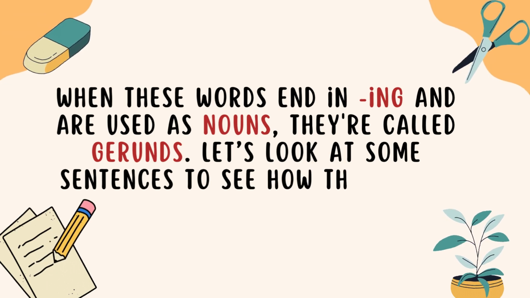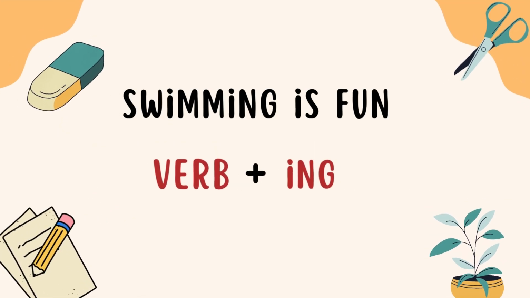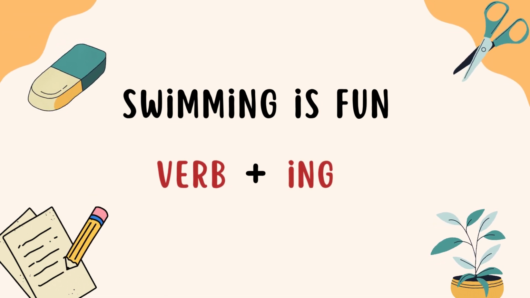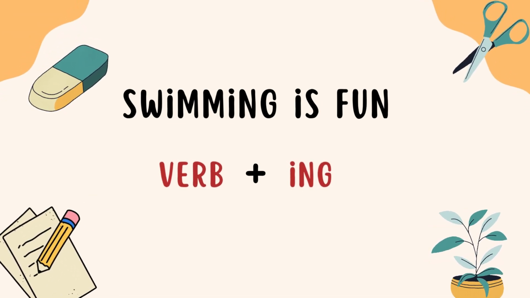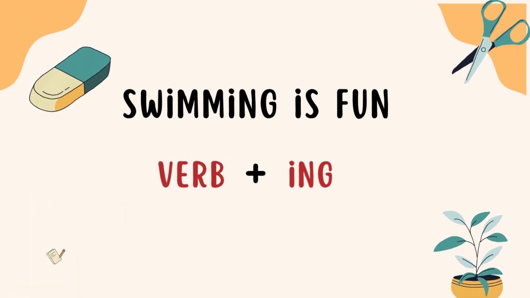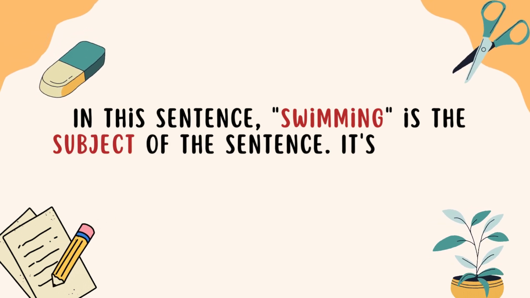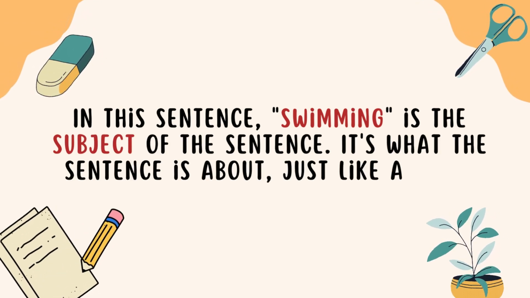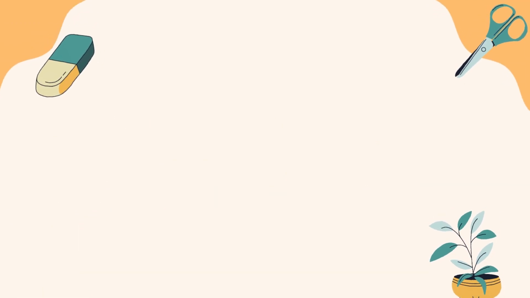Let's look at some sentences to see how they work. Look at this sentence for example. Swimming is fun. Over here, the word swimming is formed by adding ing to the verb swim. In this sentence, swimming is the subject. It's what the sentence is about, just like a noun. So swimming here is a gerund.